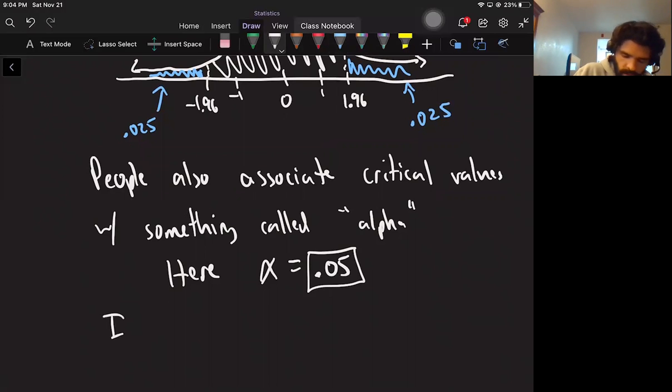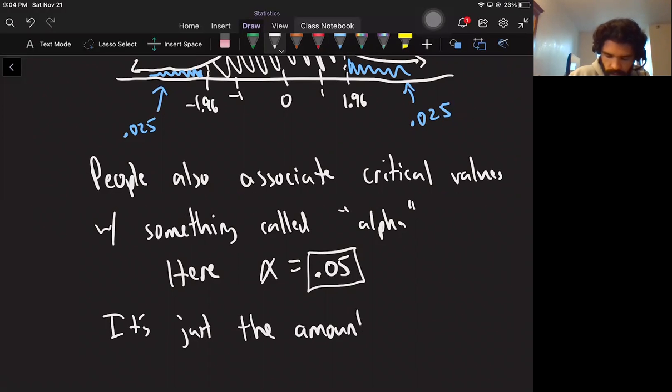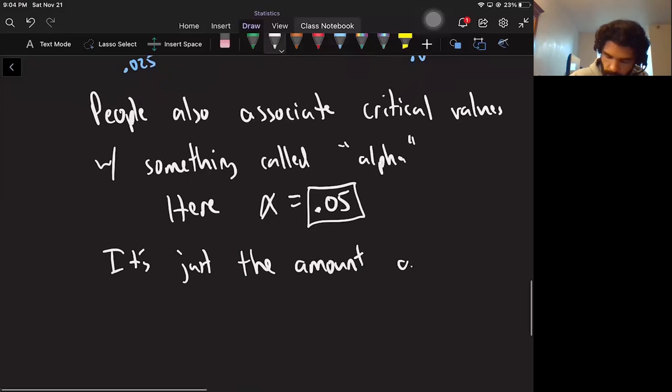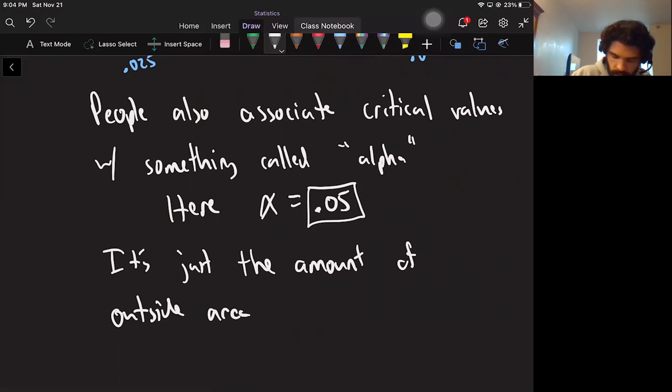Why does it need its own name? I don't know. So it's really just the amount of outside area, which is 1 minus 0.95, which is 0.05 in this problem.